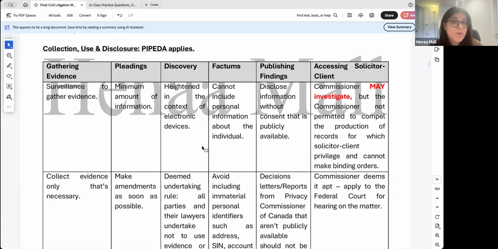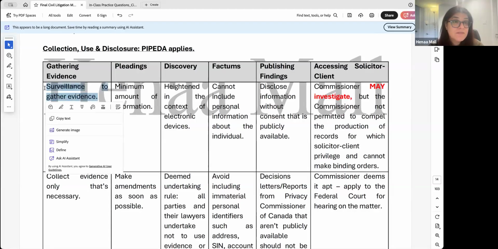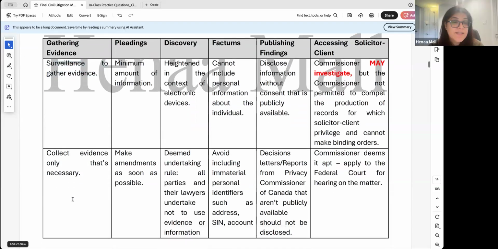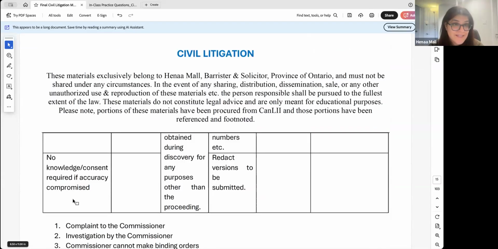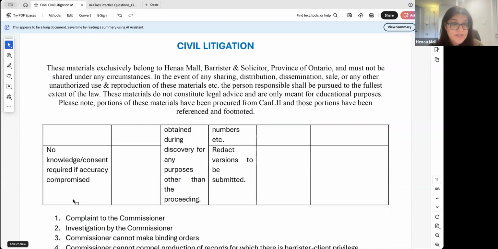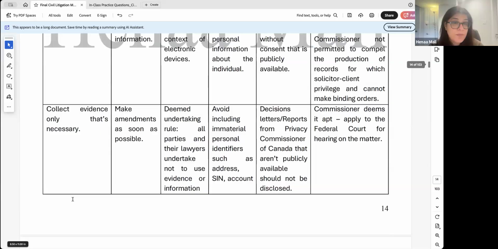So let's say if you want to put the opposite party under surveillance, this usually is done by insurance companies to check whether the party's injury has truly impaired the person or not. So they put the parties under surveillance and gather evidence. They collect evidence only that's necessary. You cannot take more evidence than necessary. No knowledge or consent is required if accuracy is compromised.